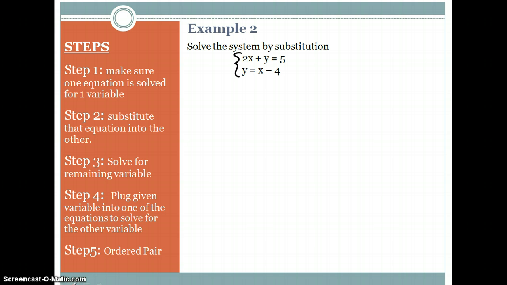The second step is to substitute that given equation into the other. What I mean by this is you're going to replace the y in the first equation with the x minus 4 from the second. So that would give us 2x plus x minus 4 is equal to 5. Again, this is a substitution where you're using y in order to substitute the second into the first. From here, you can remove your parentheses, or if there was a negative, you would distribute it.